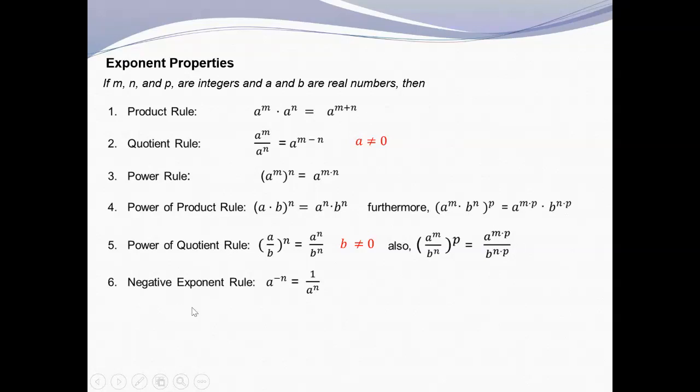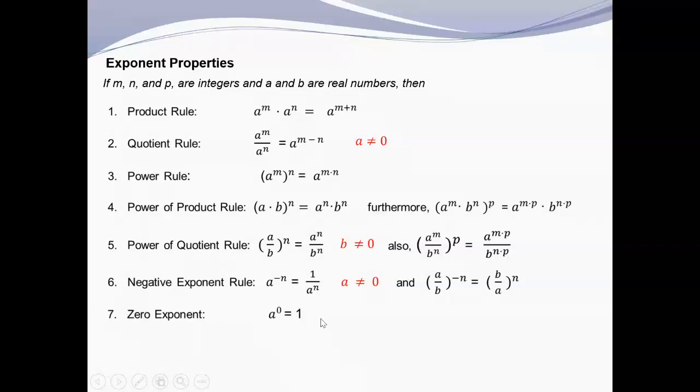This is called the negative exponent rule. If you have a to a negative exponent, you make it positive by taking the reciprocal: you put it as 1 divided by a to the n. Here's what I mean by the reciprocal. If you have a divided by b to the negative n power, then you take the reciprocal and the exponent becomes positive. That's really what we're applying here.